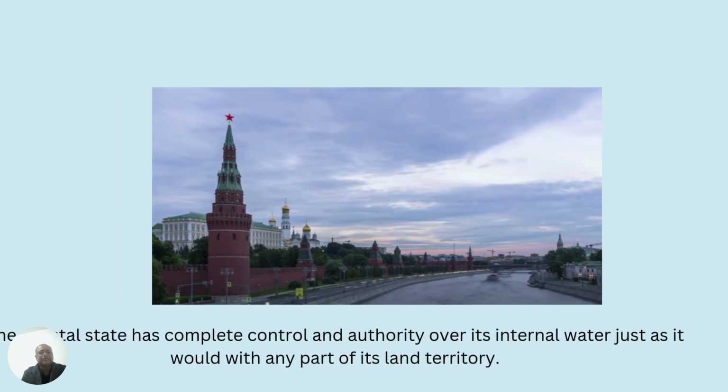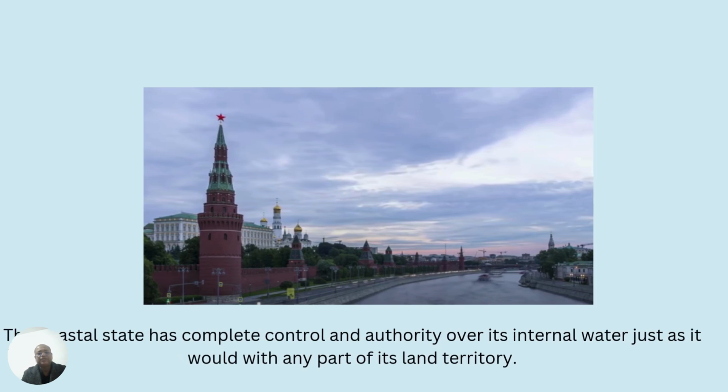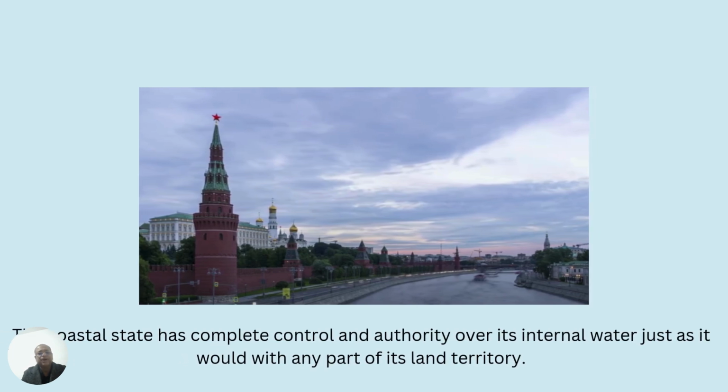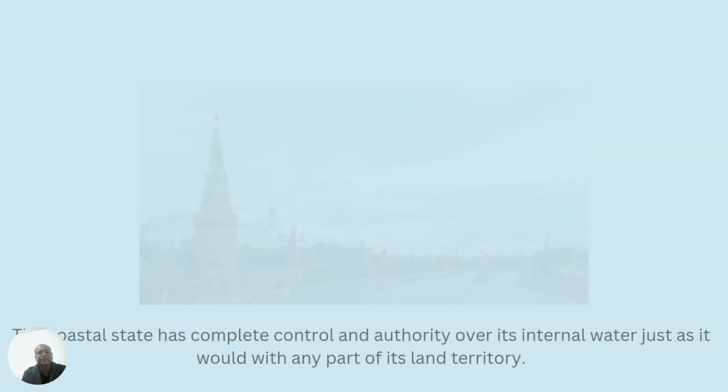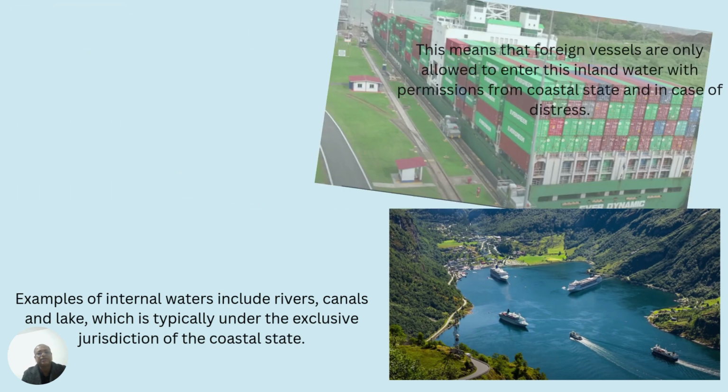The coastal state has complete control and authority over its internal water, just as it would with any part of its land territory. This means that foreign vessels are only allowed to enter these inland waters with permission from the coastal state, or in case of distress. Examples of internal water include rivers, canals, and lakes, which are typically under the exclusive jurisdiction of the coastal state.